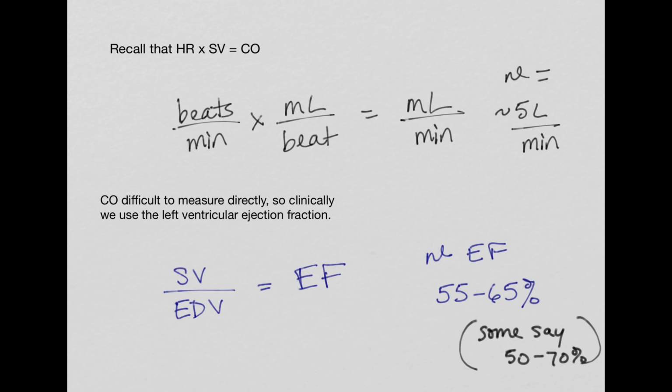Cardiac output is difficult to measure directly, so clinically we use the left ventricular ejection fraction, which is stroke volume over the end diastolic volume, so the amount of blood in the ventricle right before systole. And this fraction is called the ejection fraction, and normal ejection fraction is around 55 to 65%. Now, I want you to know that end diastolic volume is the term we typically use clinically, but this is essentially a synonym for preload. So preload and end diastolic volume are the same thing.